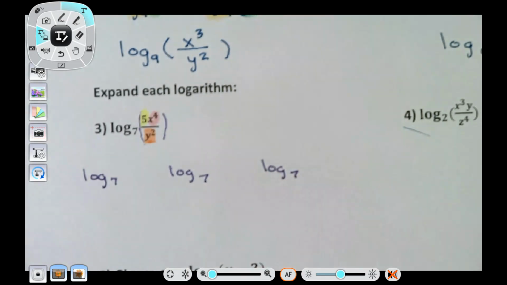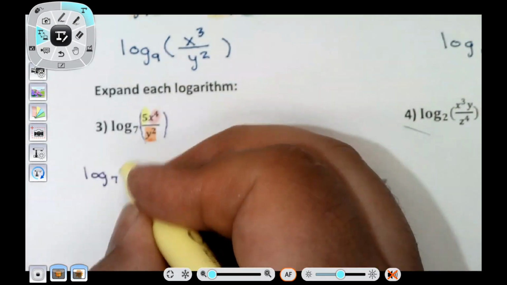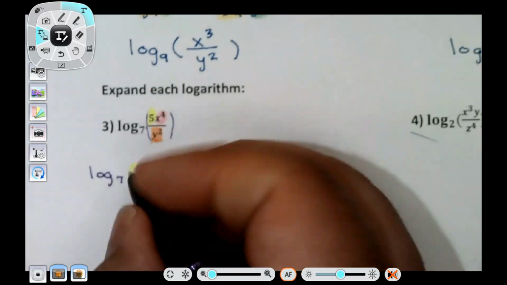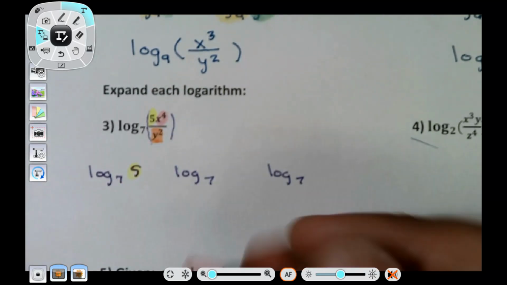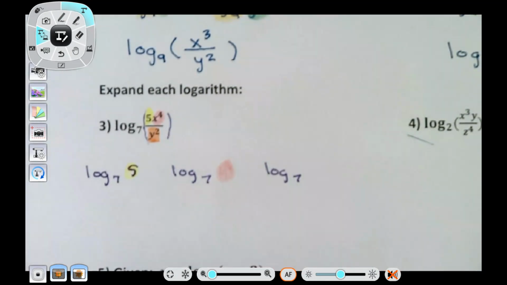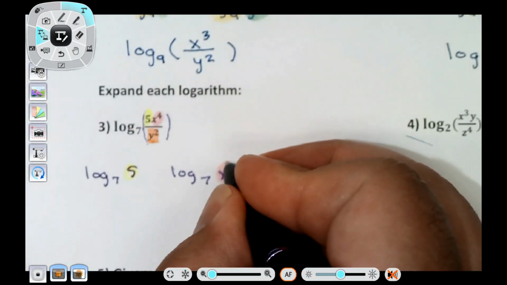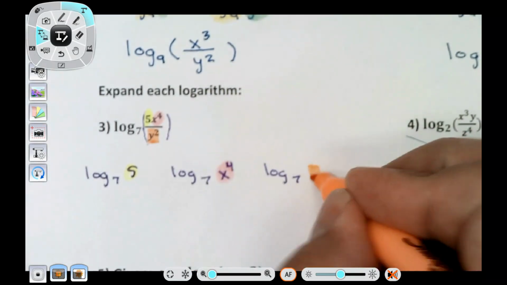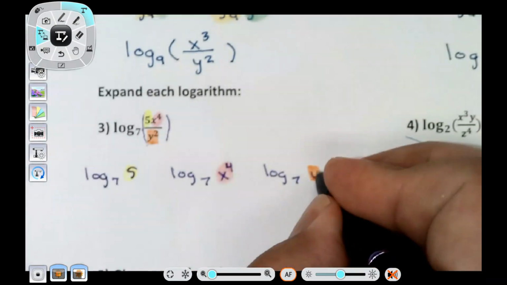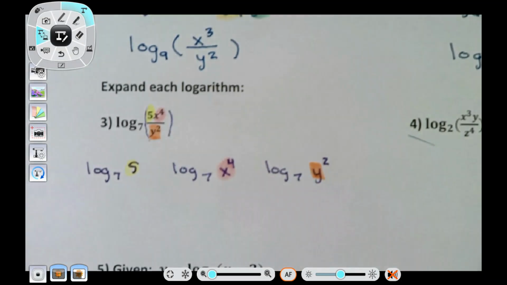And now just go in order. Look, the first thing there is a 5. Okay, put a 5 there. When I keep reading, the next thing there is an x to the 4. Well, then I write x to the 4. And then the last thing here was the y squared. Well, that's the last thing I read. Well, then that's the last thing I write down, y squared.